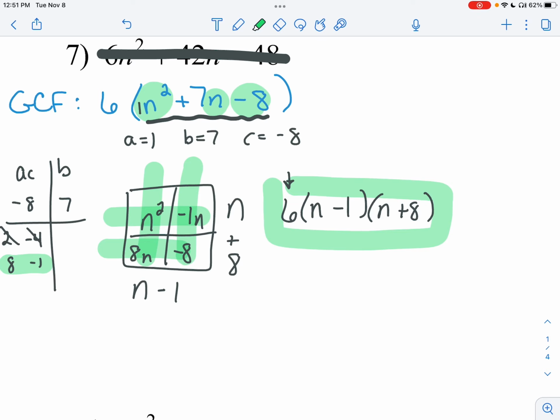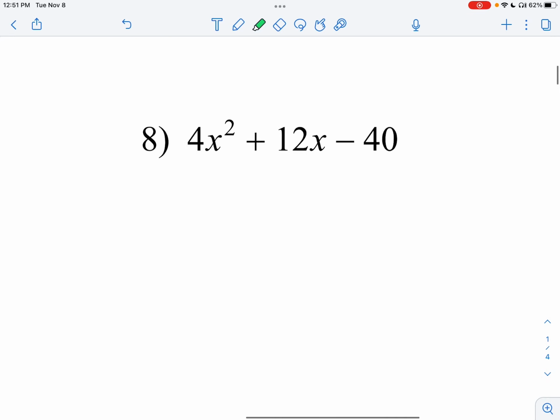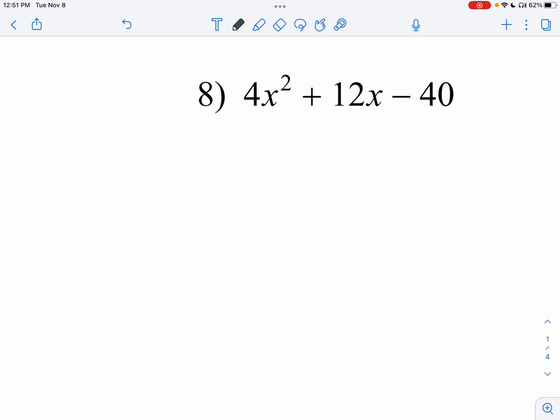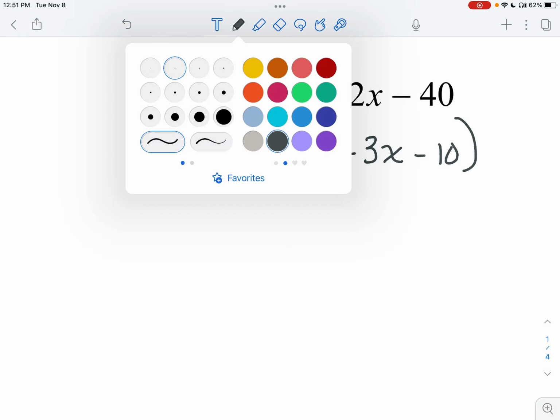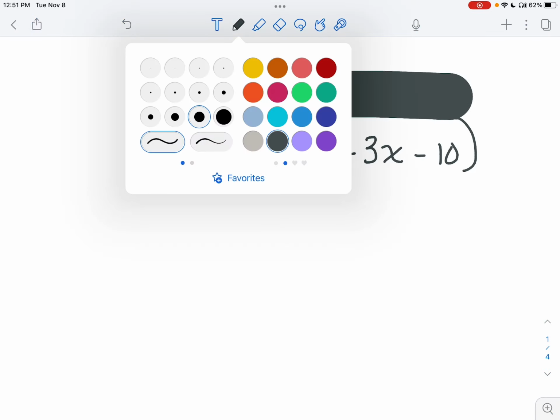The next problem I will do for people who use grouping. So number 8, people who do grouping, you are going to watch me do this in the complete way. Anybody who does the box method, go ahead and try on your own. So again, we need to look for a GCF, which it does have, a 4. Dividing out that 4, we have x squared plus 3x minus 10. Again, I am going fast because this should be prior knowledge based on Algebra 1 and Chapter 4, Section 4.